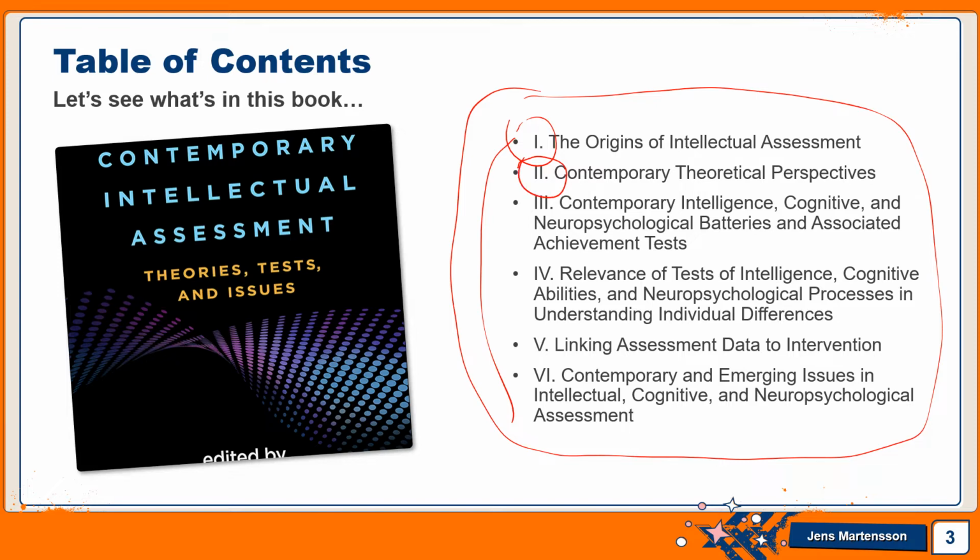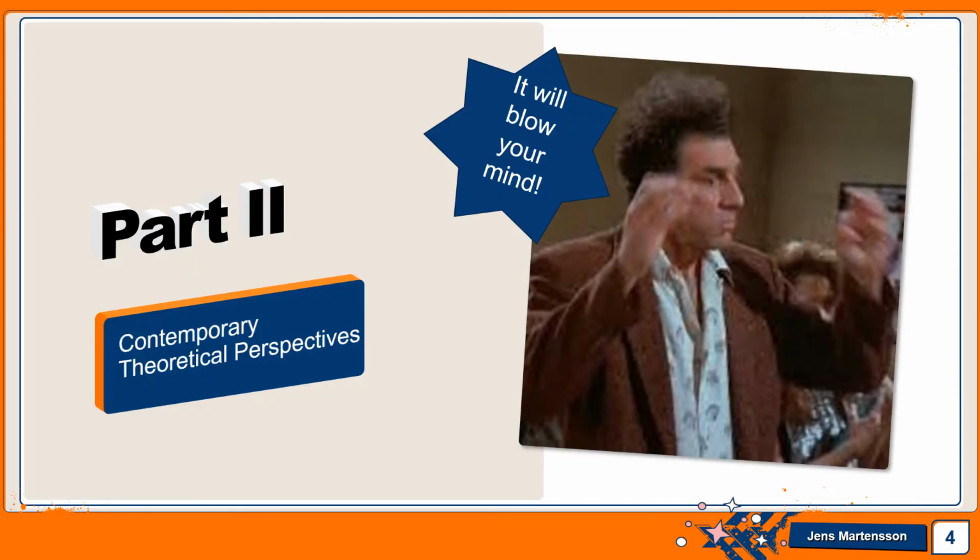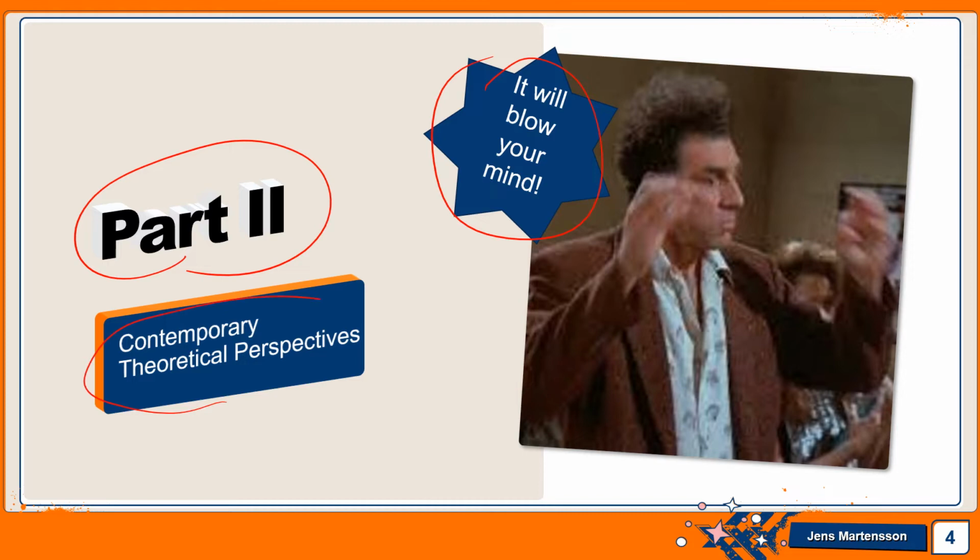Contemporary theoretical perspectives, all of these things. The batteries associated with achievement tests, and then we have understanding individual differences, linking assessment data to intervention, that's a big one, and then just some contemporary and emerging issues in the field there at the end. Like I said, I'm skipping part 1, so that's why this starts with part 2, and I put Kramer here because it's going to blow your mind. These are contemporary theoretical perspectives, so these are the new ways of thinking about intellectual assessment.